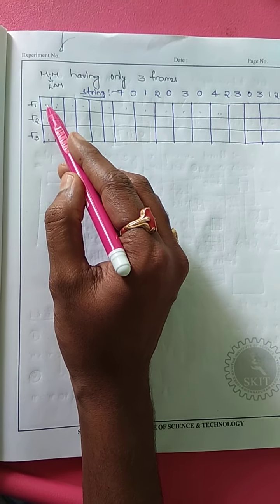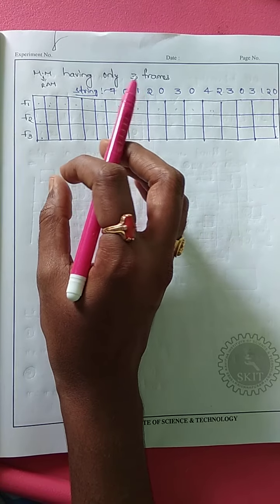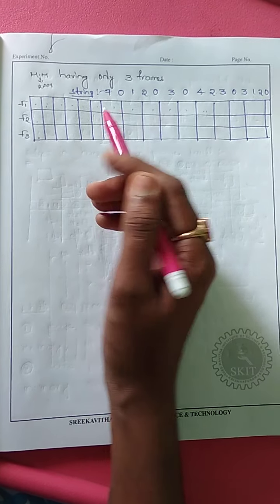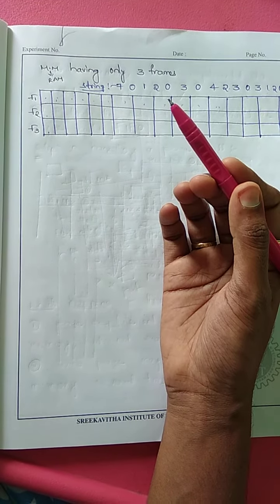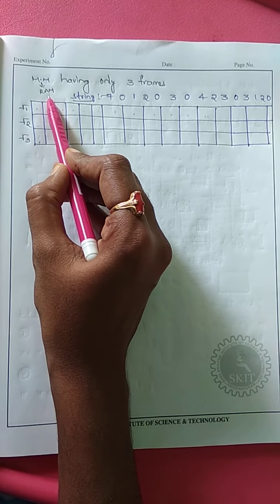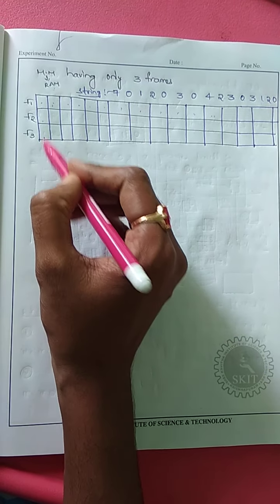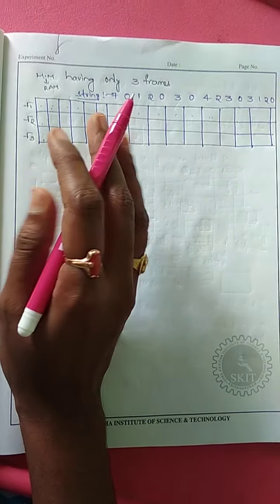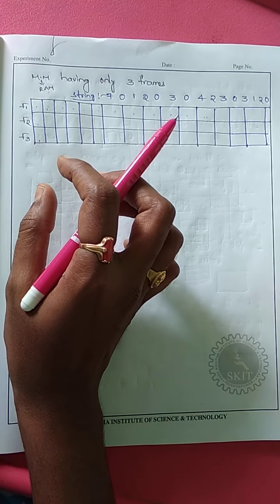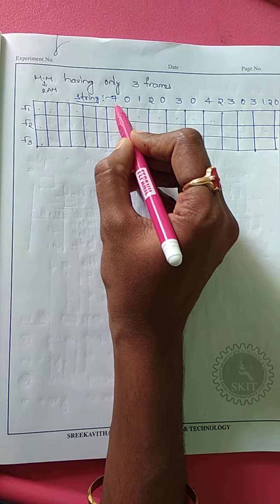Let us take an example where we have only 3 frames. Initially memory will be free. When you switch on your computer, initially RAM will be free. Only when it gets data from the secondary memory into the main memory will this memory become full. So now we will see the reference string first.